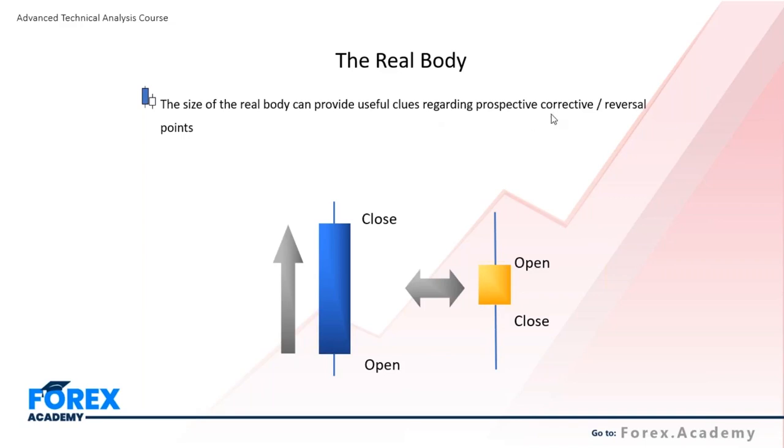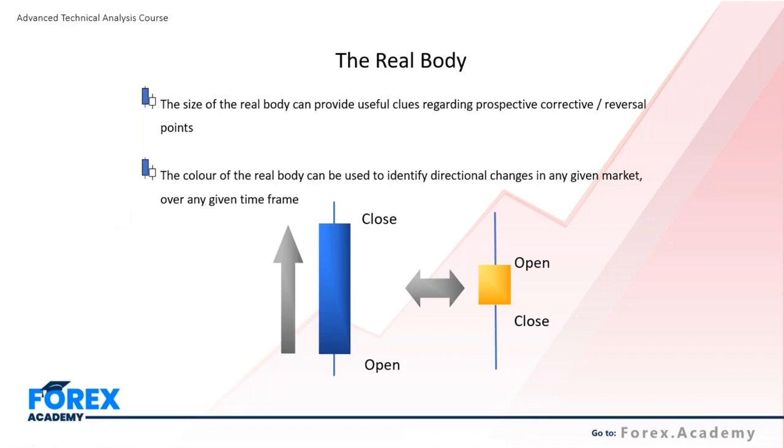The color of the real body can also be used to identify directional changes in any given market or over any given time frame. It makes total sense that if a market is moving up, we're likely to see many more blue candles if we use this coding. And if the market is moving down, it makes total sense that we are likely to see many more bearish candles over the course of that period. When markets are consolidating, there might be more of an even balance between bullish candles and bearish candles.